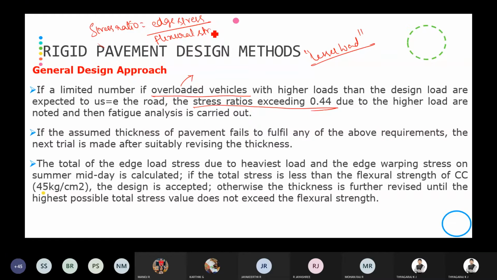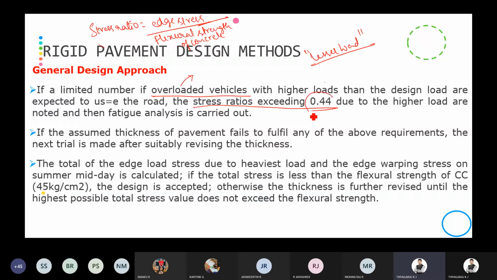So remember, stress ratio is the ratio of edge stress of the CC pavement to the flexural strength of concrete. This is the thing you have to remember. That is the edge load stress divided by flexural strength of concrete, which we calculate as the stress ratio.